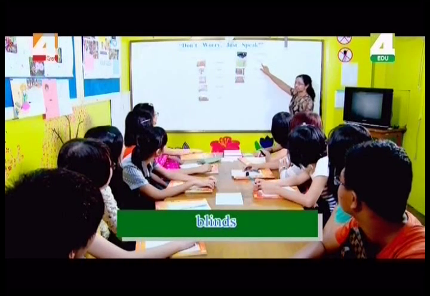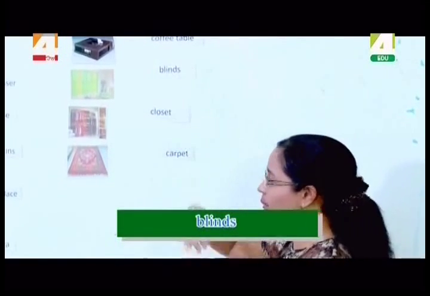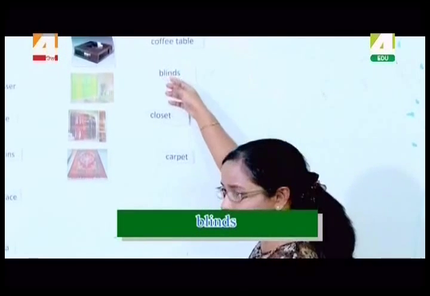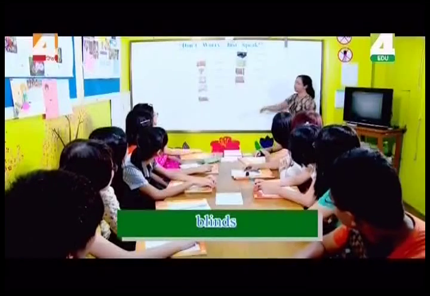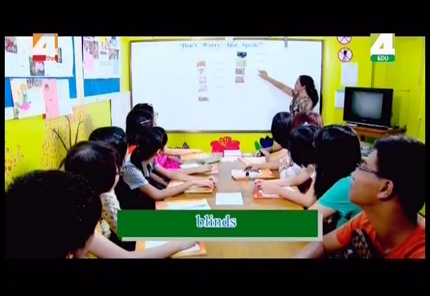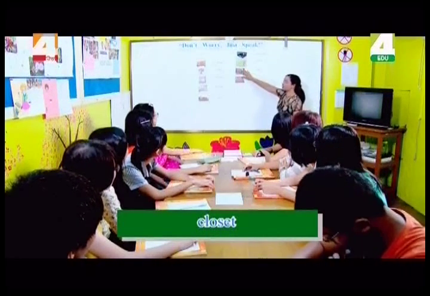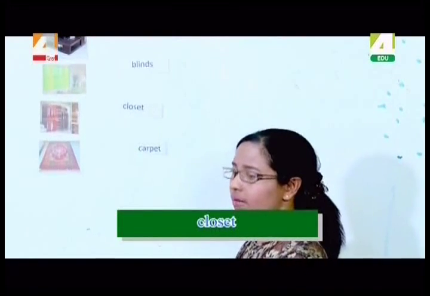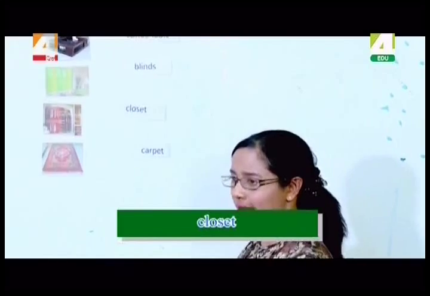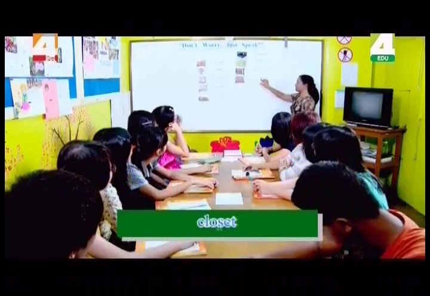Blinds. To keep the sunlight out of our room, we use blinds. Okay. So this is a closet. We can keep our clothes in it. It is already attached to the wall. Okay. We cannot move it from one place to another easily. This is called a closet. Okay. So this is carpet.